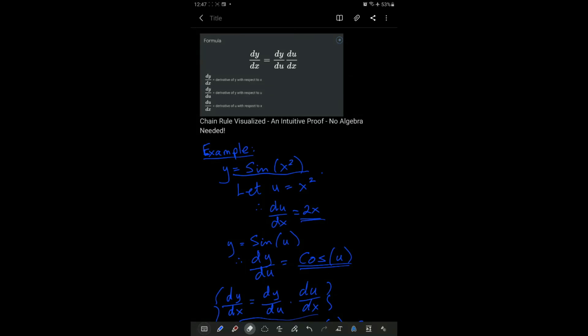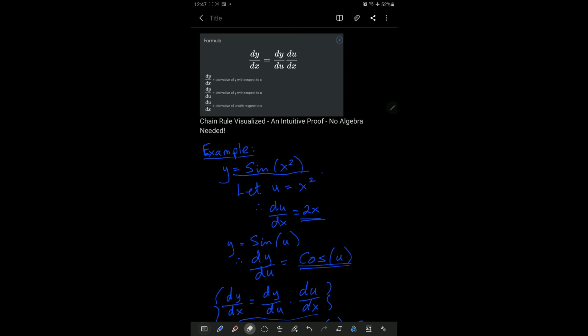I wanted to do a video which visualizes the chain rule for differentiating composite functions. You can see the chain rule here is dy dx equals dy du times du dx. So that's dy dx, the derivative of y with respect to x, dy du, the derivative of y with respect to u, and du dx, the derivative of u with respect to x.